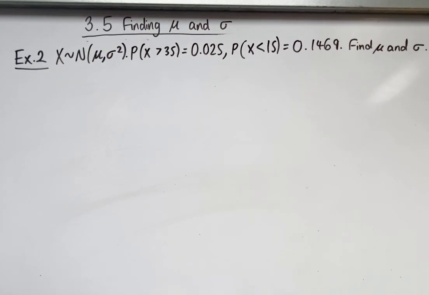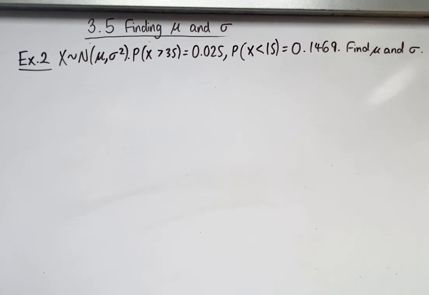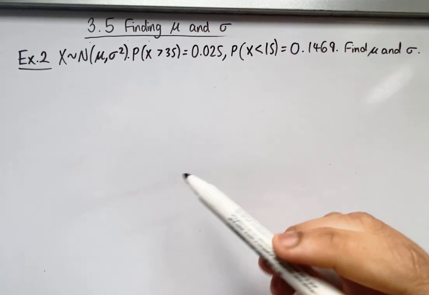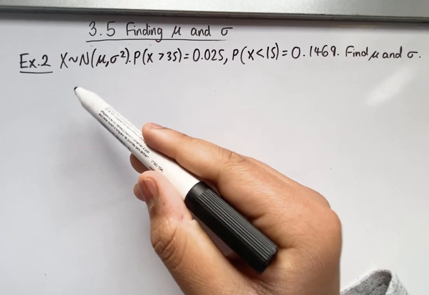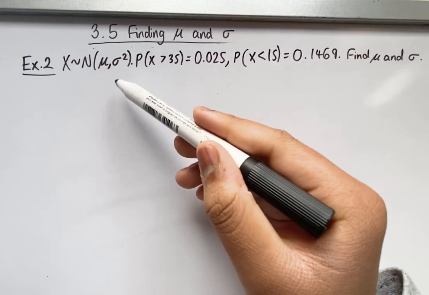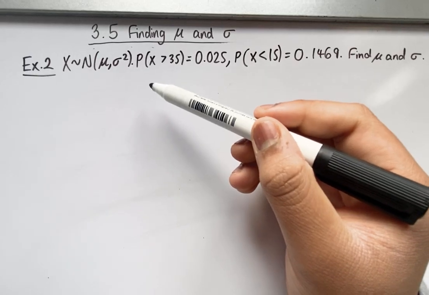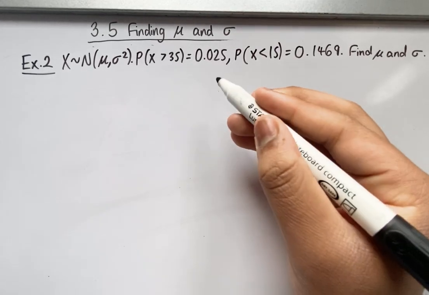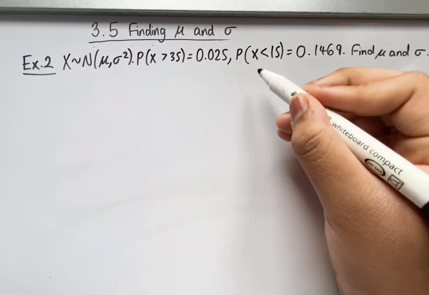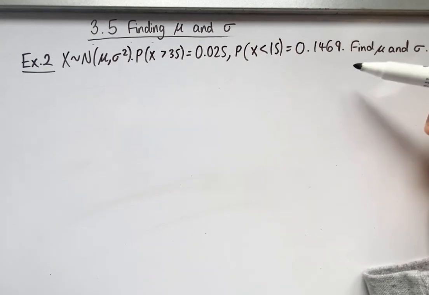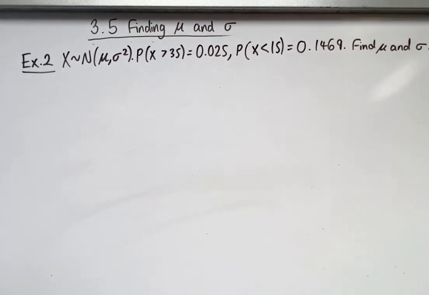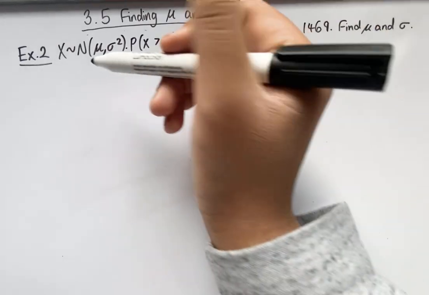Sometimes you may need to find both the mean and the standard deviation. Let's do one more example that shows this. X follows the normal distribution with a mean mu and a standard deviation of sigma. The probability that x is greater than 35 is equal to 0.025, and the probability that x is less than 15 is equal to 0.1469. Find mu and sigma. We again need to code the data.